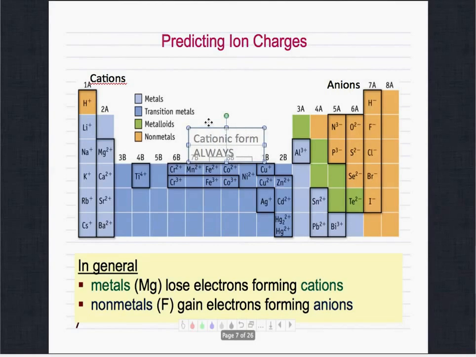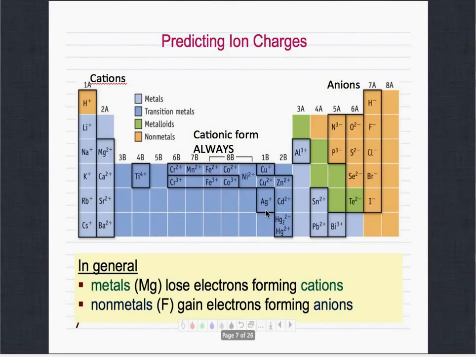For example, chromium has 2 forms of cations: chromium 2 plus and 3 plus. Fe2 plus, Fe3 plus. So it is hard to predict. Cobalt 2 plus, cobalt 3 plus. It's only Ag, silver, that always exists as Ag plus, not Ag2 plus or 3 plus. This is the only one that we can predict. As you can see, the others have more than one.